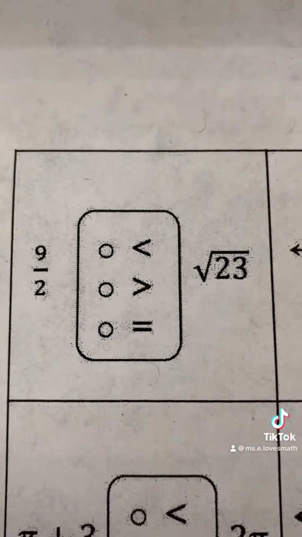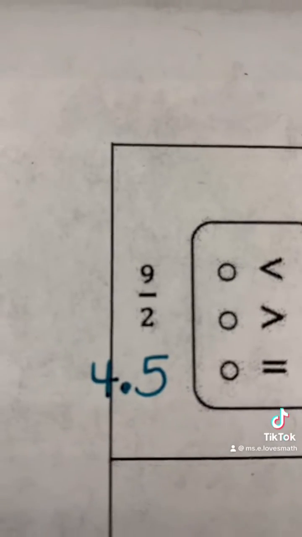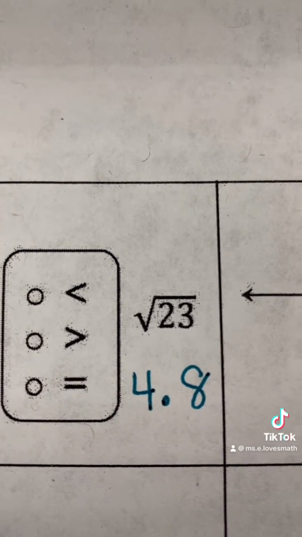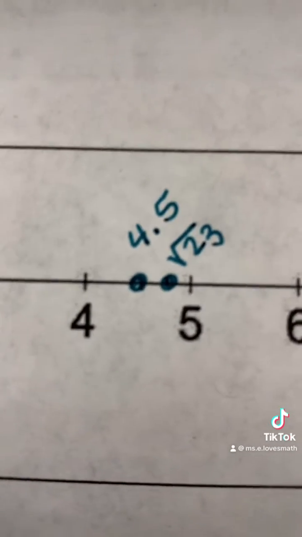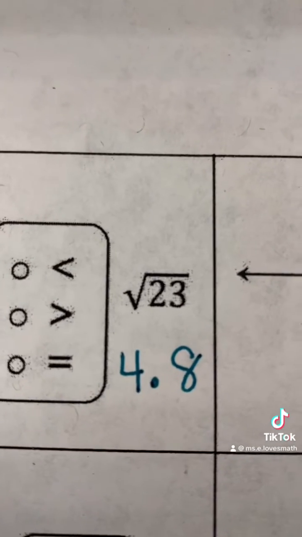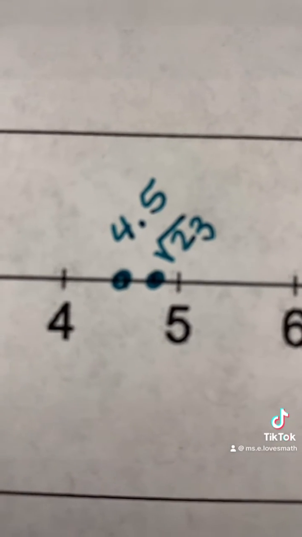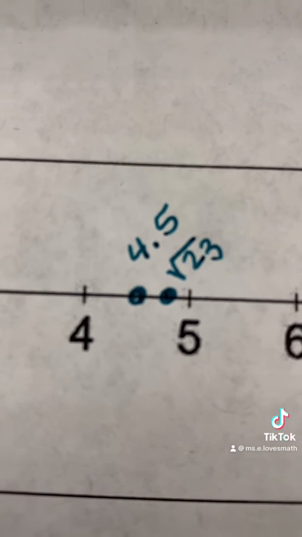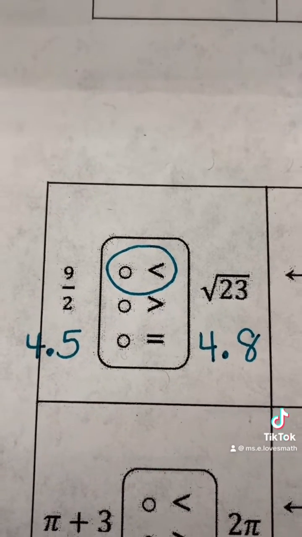All right, let's compare 9 halves and the square root of 23. 9 halves as a decimal is 4.5. The square root of 23 is approximately 4.8. These are also very close to each other on the number line. 4.5 comes right in the middle of 4 and 5. 4.8, which is approximately the square root of 23, is closer to 5 on the number line. Therefore, 4.5, or the 9 halves, is less than the square root of 23. So we will use the less than symbol.